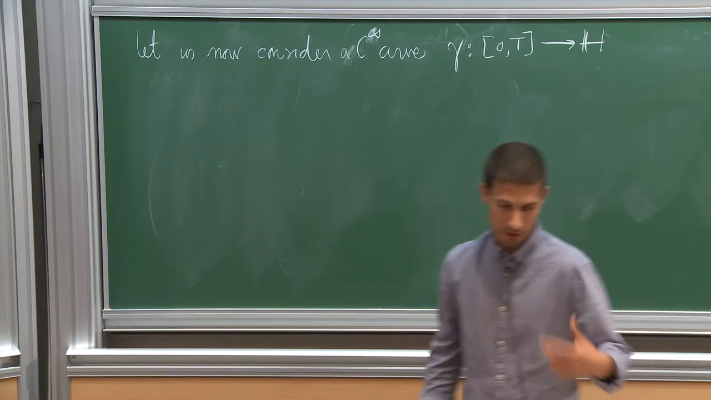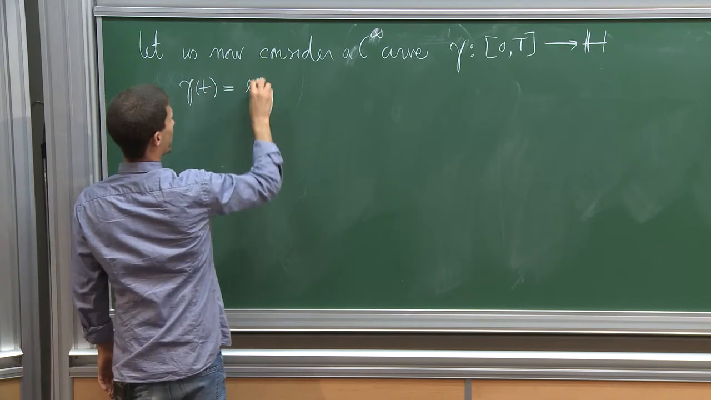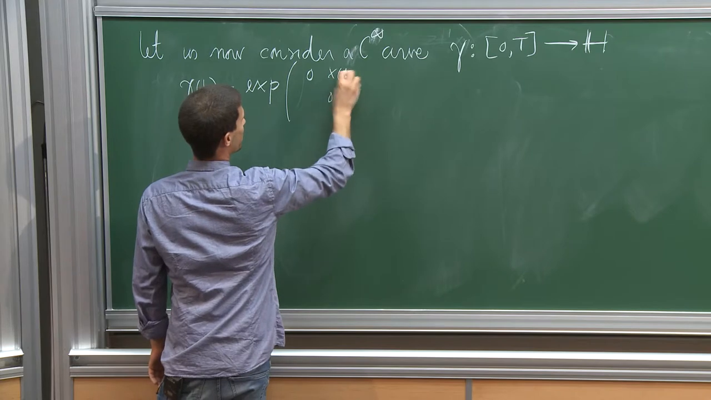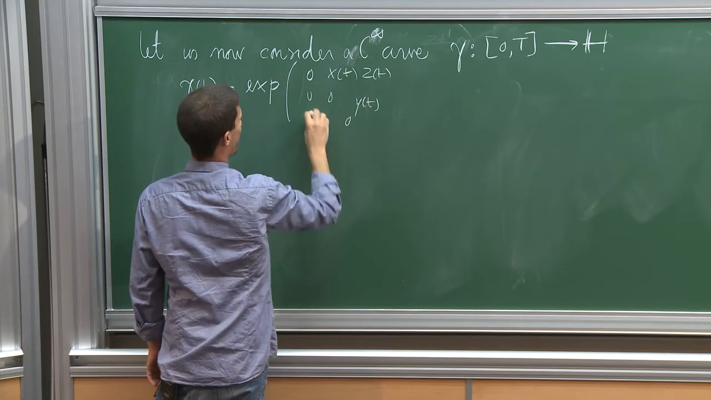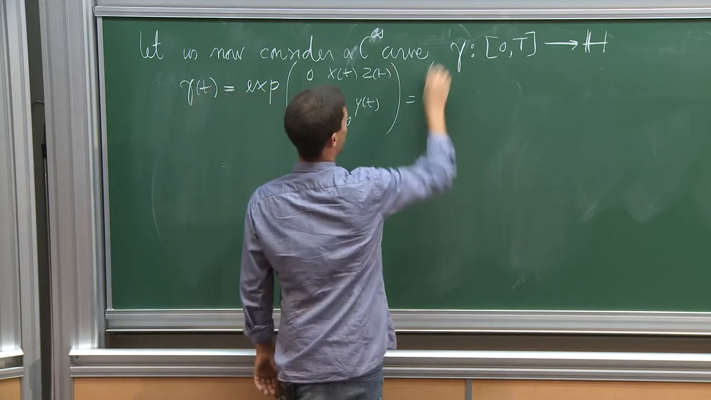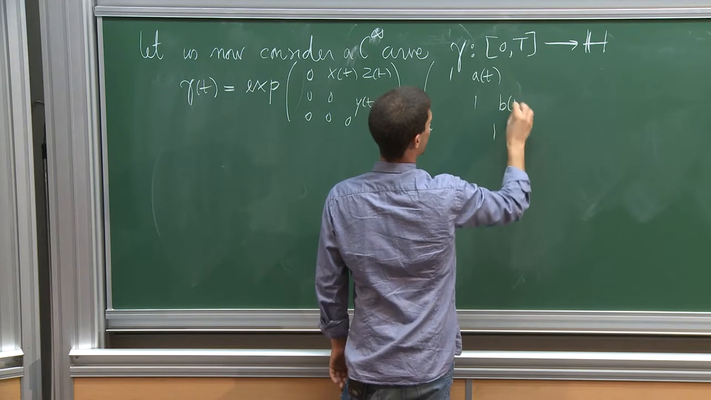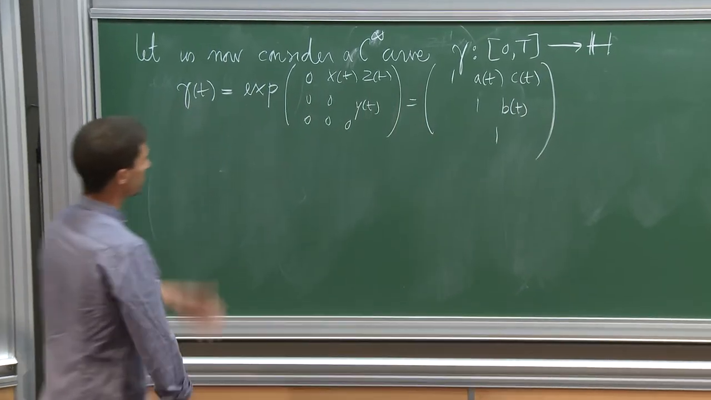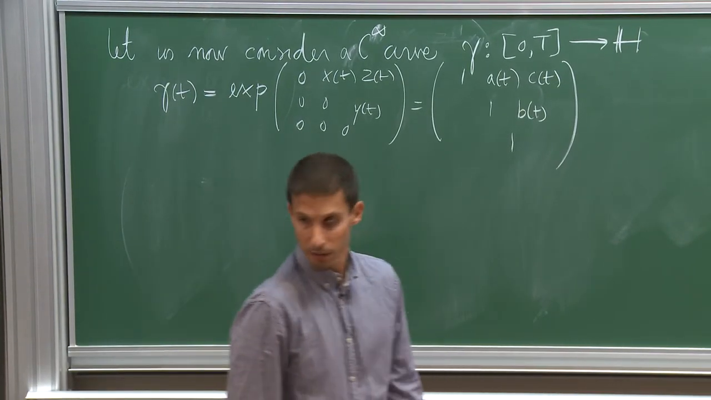So gamma of t at each t will be the exponential of some matrix x of t, y of t, z of t, and at the same time it will be something of this kind with a of t, b of t, c of t, with functions x of t, etc. All functions are regular. Okay?